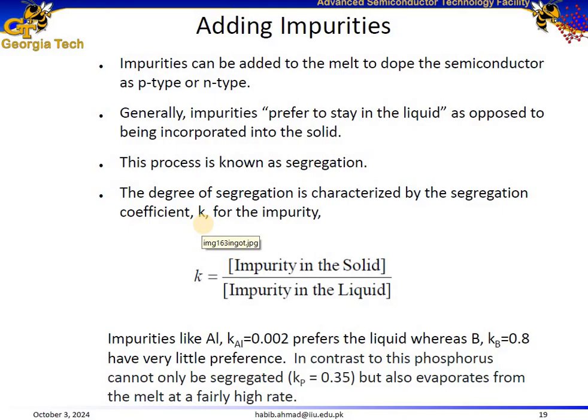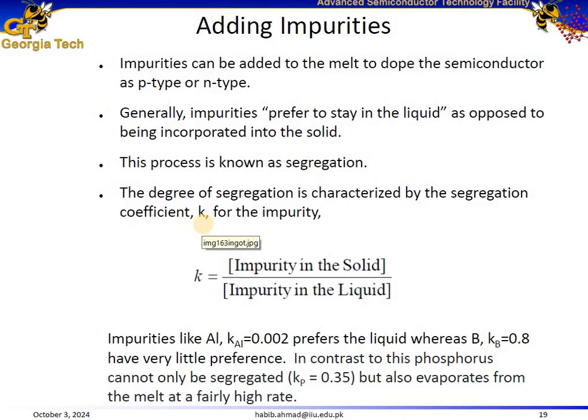We add impurities in the semiconductors, and these impurities dope it either n-type or p-type, depending on whether they are pentavalent or trivalent impurities. So let's start with the basics. What are impurities? Impurities are atoms or elements added to a semiconductor material to change its electrical properties, usually to make it a better conductor, and this process is called doping.